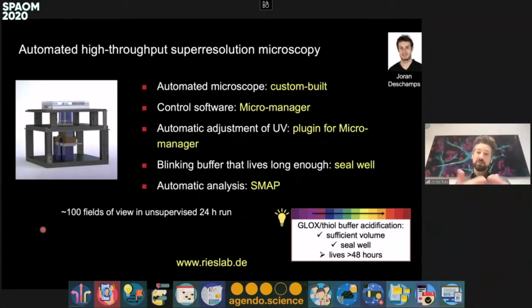So if you are interested in any of these parts, you can check out our group homepage. There you find links to the software we wrote, but also to some blueprints of the hardware or the electronics we use for this.